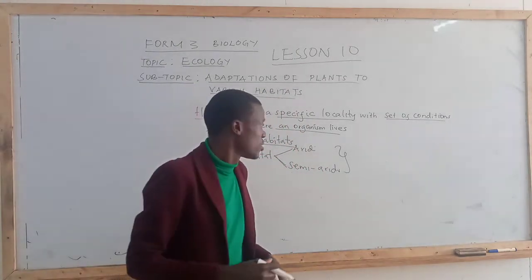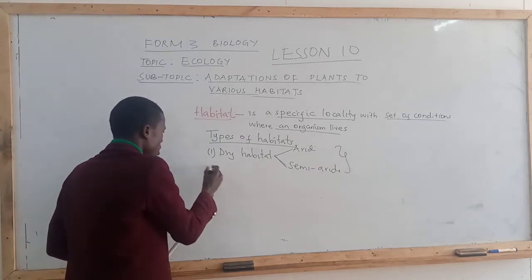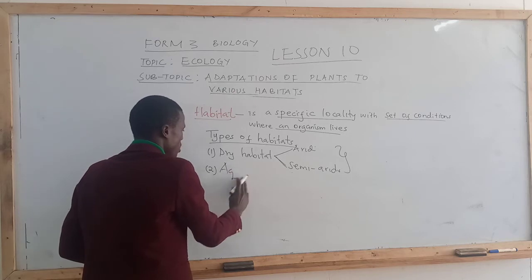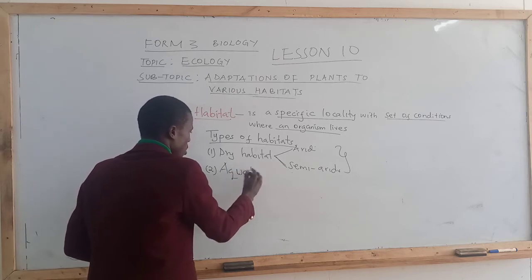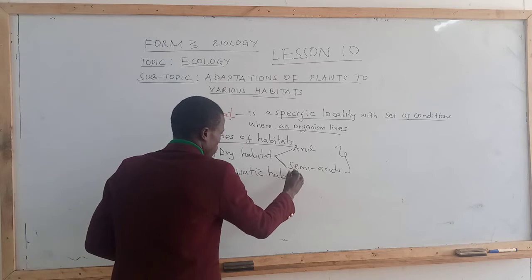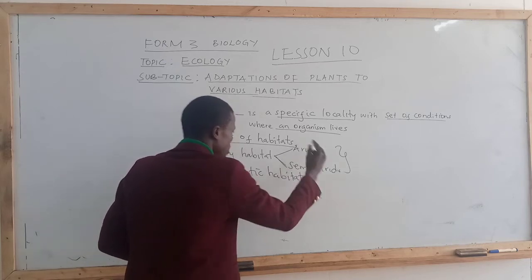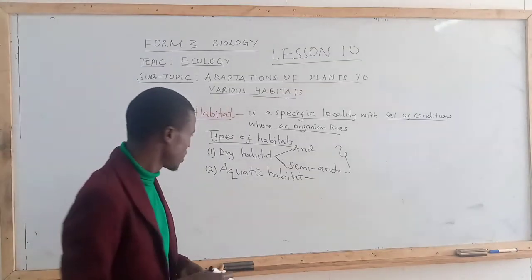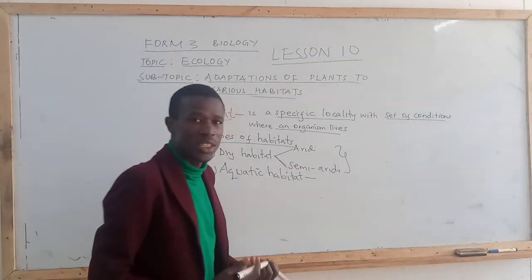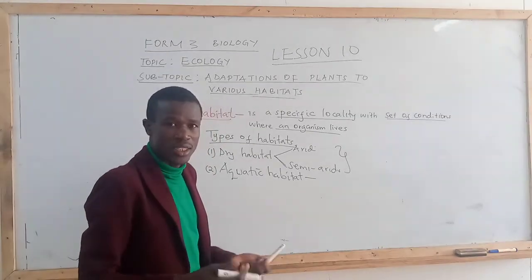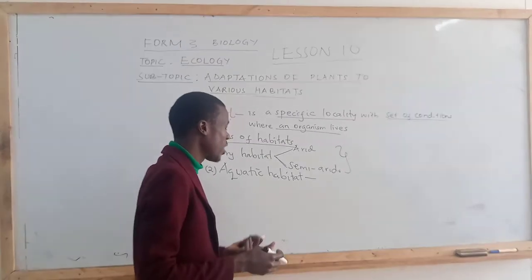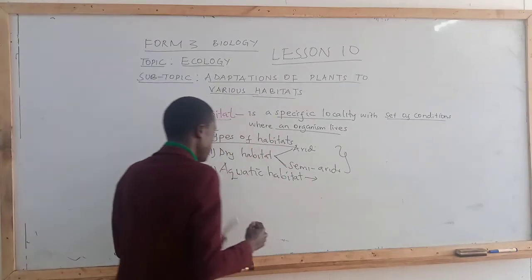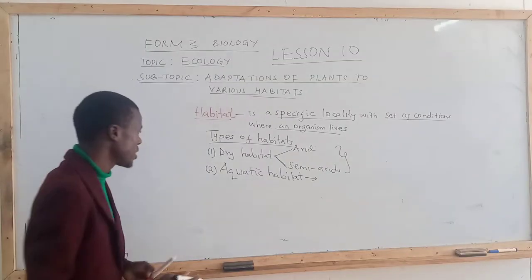Another one, we have aquatic habitat, actually the opposite of dry habitat. This is a specific locality which has water in abundance. So we can say it is water habitat. It is having a lot of moisture, a lot of water. We can have fish surviving in such habitats.